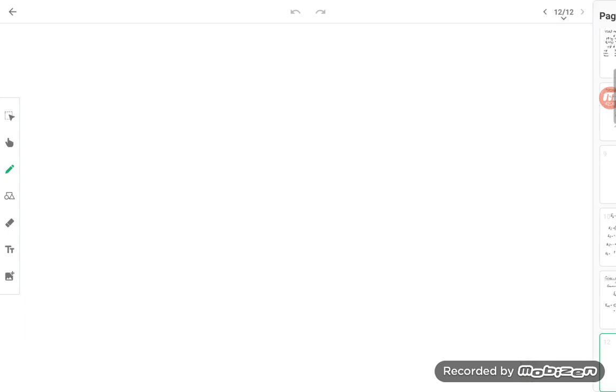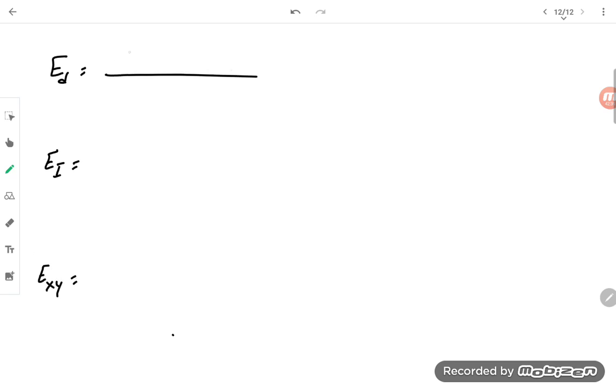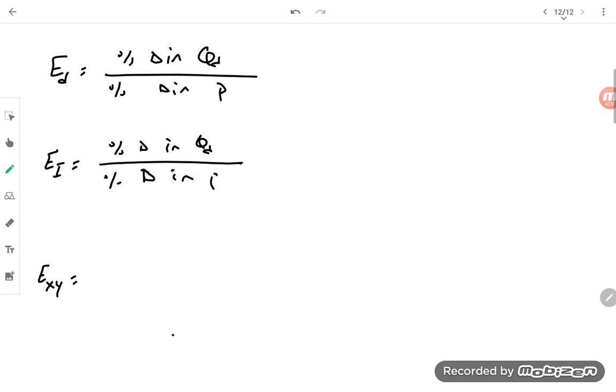So to sum up, today we talked about three different types of elasticities: price elasticity, income elasticity, and cross elasticity. Almost the rule is the same, only one change. This is percentage change in QD over percentage change in price. Percentage change in QD over percentage change in income. Percentage change in QD of X over percentage change in price of Y.